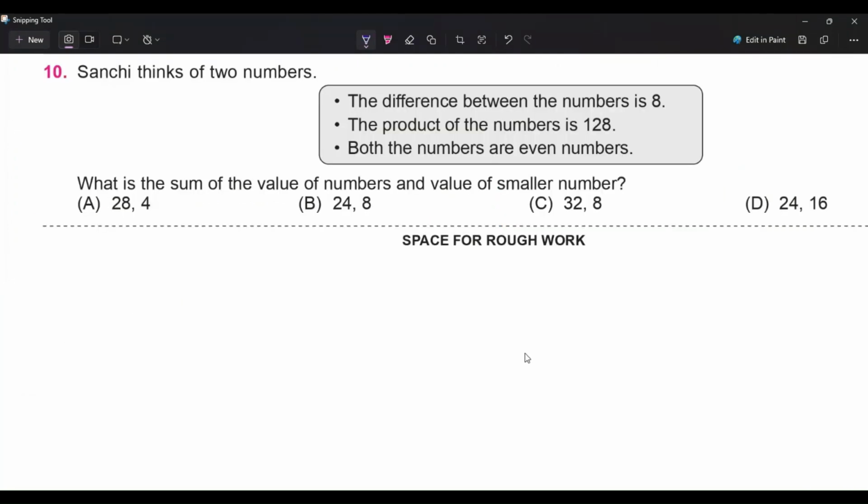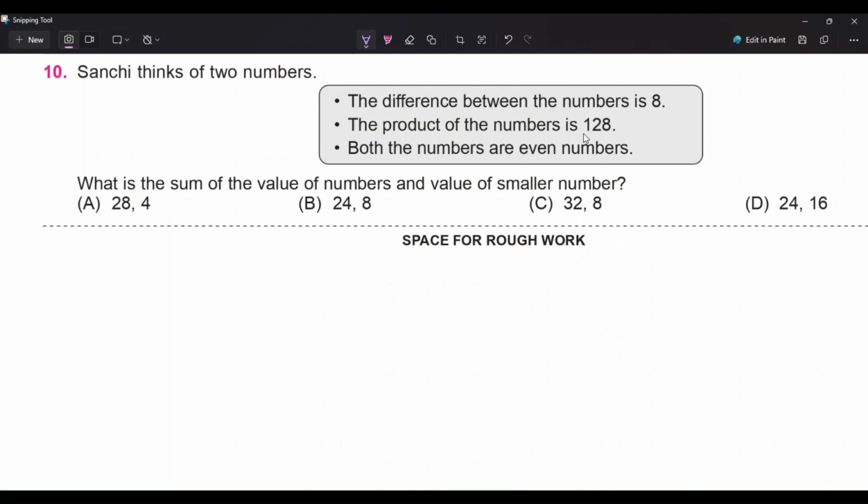10th question. Sanchi thinks of two numbers. Here are the conditions given. We don't know the two numbers. What are those? And conditions are given. Let's read the conditions. The difference between the numbers is 8. The product of the numbers is 128. Both the numbers are even numbers. What is the sum of the value of numbers and value of smaller number?